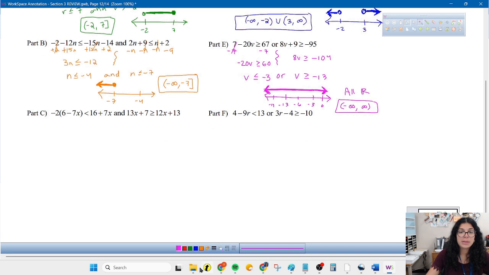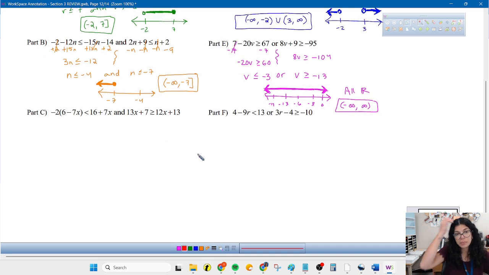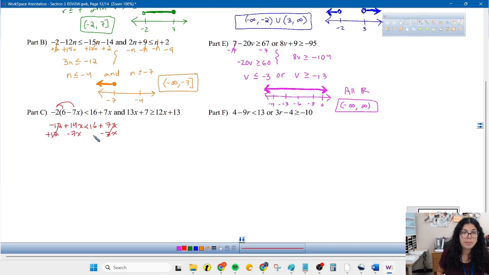All right, let's do part C. On part C, I can start with distributing -2. We have -12 plus 14x is less than 16 plus 7x. We can subtract 7x on both sides and add 12. So we get 7x is less than 28.